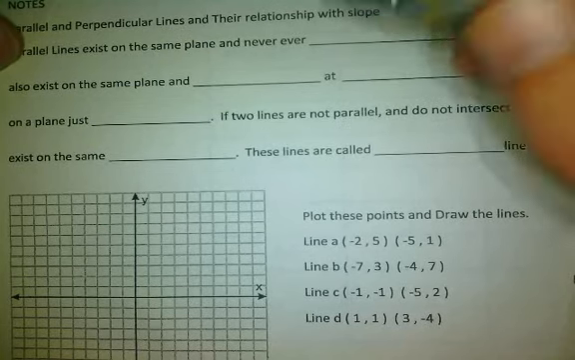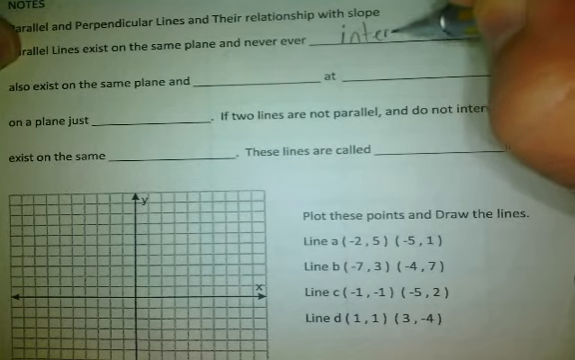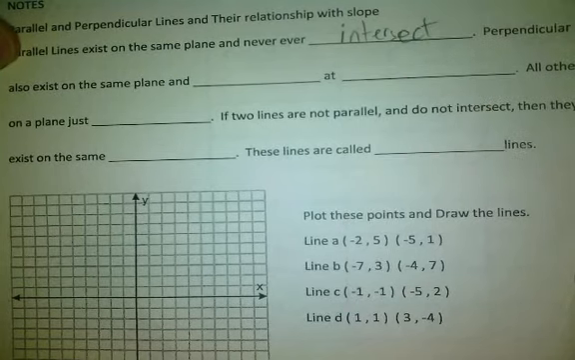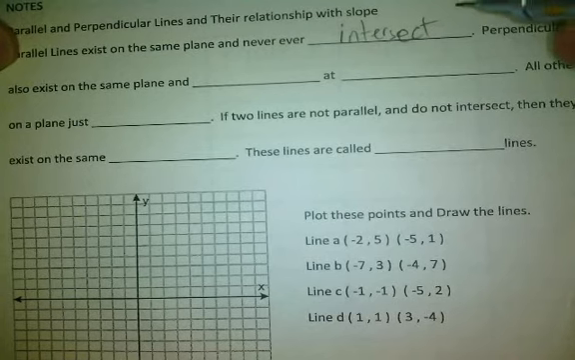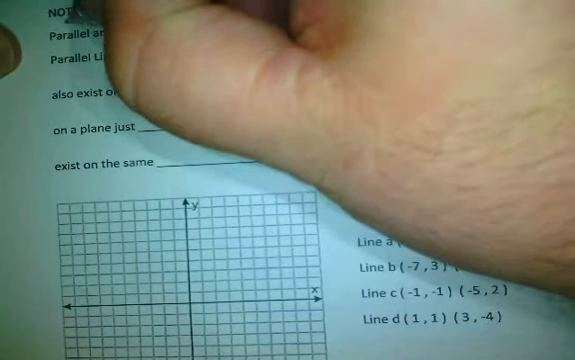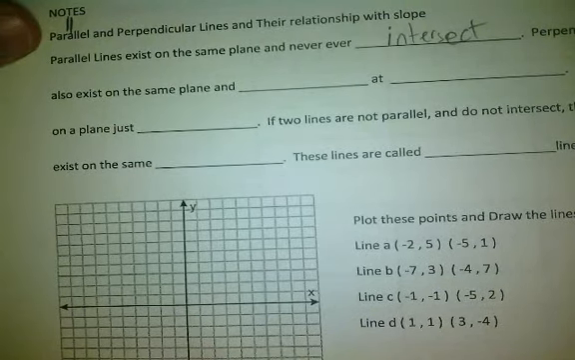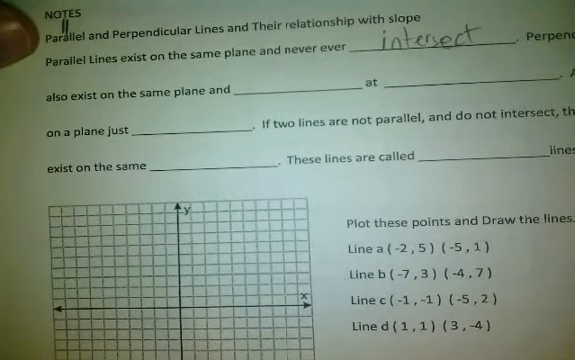So first, we just got some fill-in-the-blank stuff. Parallel lines exist on the same plane and never, ever intersect. They don't touch. That's why the symbol for parallel is two lines going straight up that never ever intersect. That's the symbol for parallel.